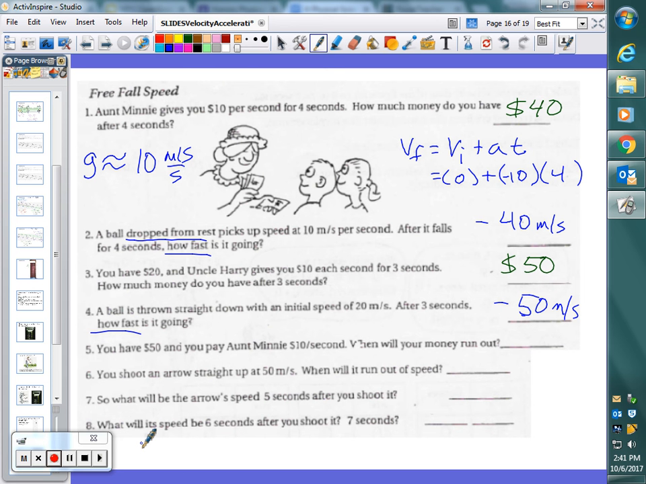All right, so in this case, hopefully this question isn't too hard, right? You have $50. You pay Aunt Minnie back $10 per second because your mom made you. When will your money run out? 5 seconds. But would your mom make you pay extra money?